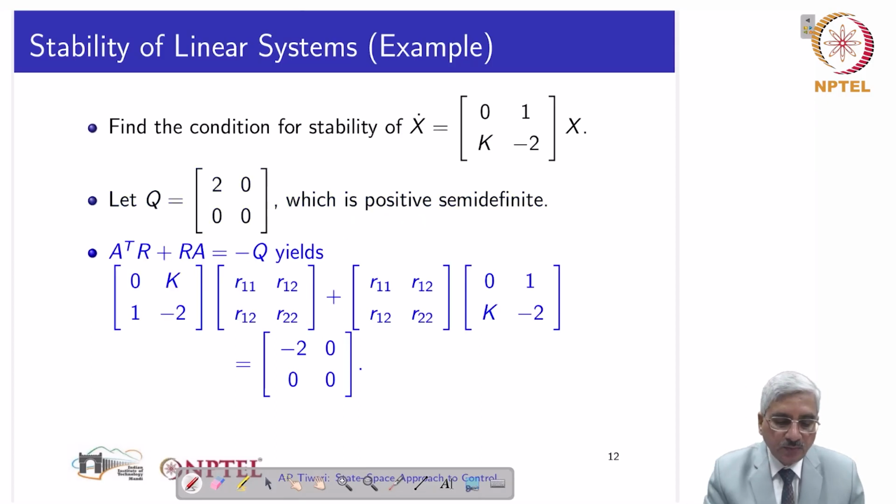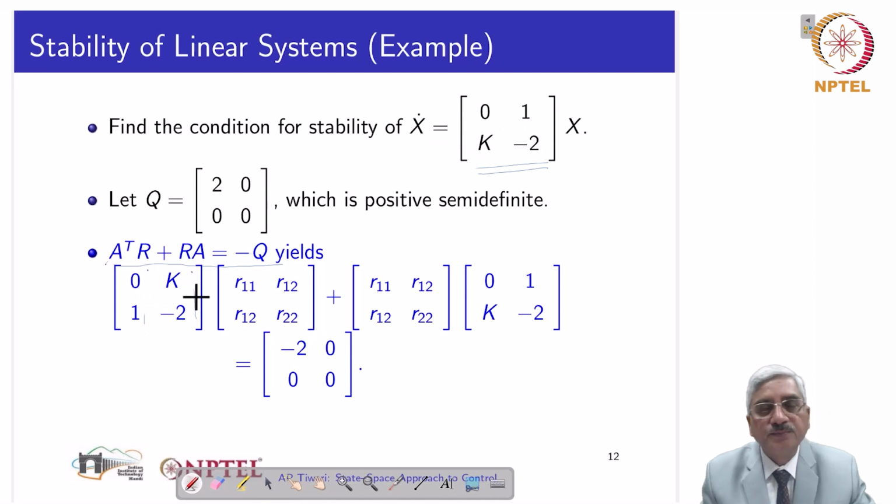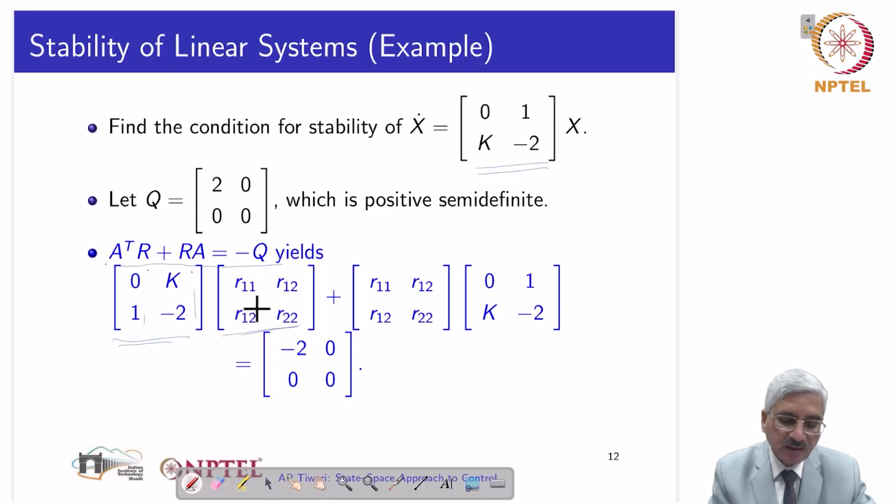So with this Q, we set up the equation A transpose R plus RA equal to minus Q. In place of A transpose, we substitute transpose of this matrix. So 0, 1 comes along a column and K, minus 2 comes as the other column. So this is A transpose, this is R. We have chosen R to be a symmetric matrix. You can see we have R12 at both these places. Then RA, this is R, this is A, which is equated to minus Q.